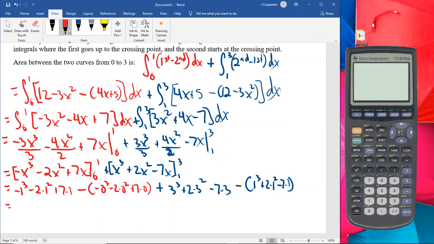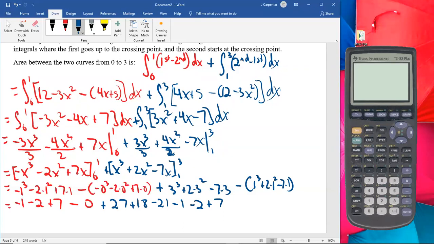All right, negative 1 cubed, that's a negative 1. 1 squared is 1 times negative 2 is negative 2. That's a positive 7. This whole parentheses is 0, so that's a minus 0. Plus 3 cubed is 27. 3 squared is 9. 9 times 2 is 18. Minus 7 times 3 is 21. Let me go ahead and distribute the negative. 1 cubed is 1, so that's going to be a minus 1. 1 squared is 1 times 2 is 2, so that becomes a minus 2. 7 times 1 is 7, but that's a double negative, so it's a plus 7.